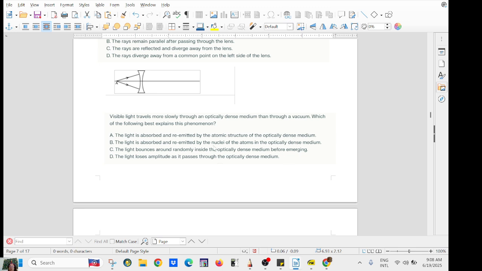And it's not the nuclei, because to excite the nuclei, you need very, very high energy photons like X-ray or gamma ray. Here we are talking about visible light, so that's why we know it cannot be the nuclei. It's a little bit tricky question.